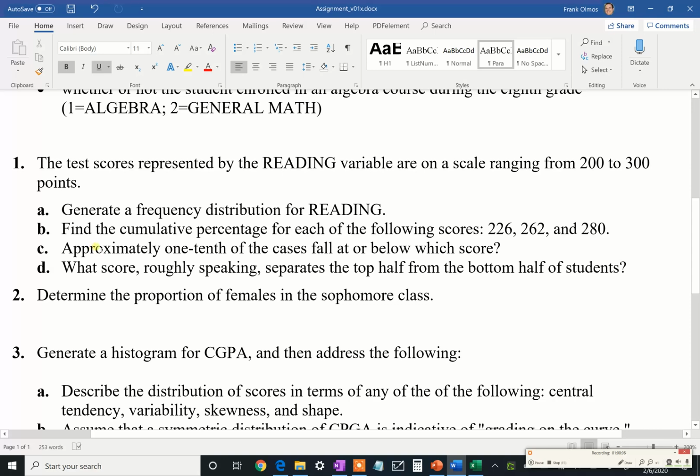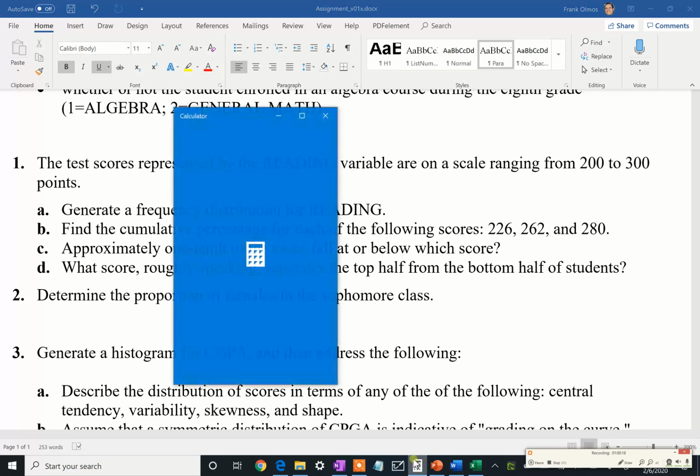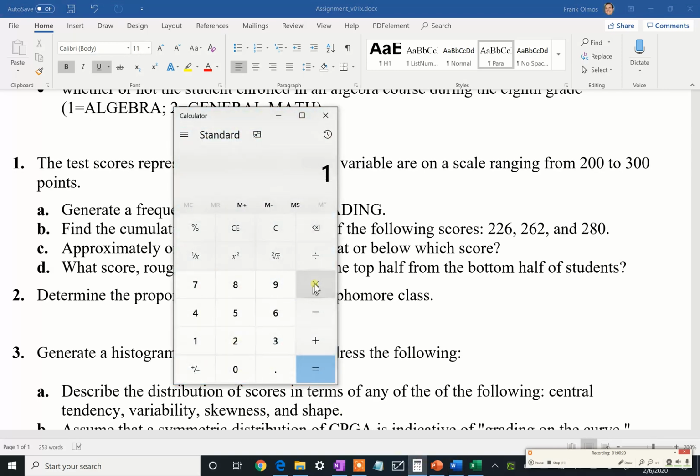Okay, approximately 1/10 of the cases fall at or below which score? So what is 1/10? You don't know what 1/10 is, you could just easily find that out. So it's 10%.